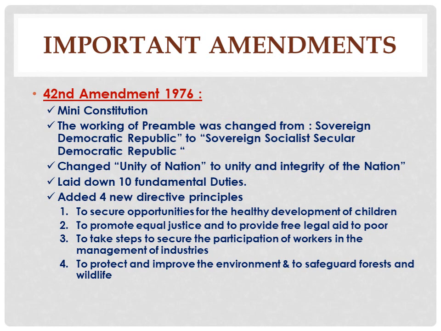Those are to secure opportunities for the healthy development of children, to promote equal justice and to provide free legal aid to the poor, to take steps to secure the participation of workers in the management of industries, and the fourth one is to protect and improve the environment and to safeguard forests and wildlife. So, as per this amendment, a total of 3 new words were added. Those are socialist, secular, and integrity in the preamble.